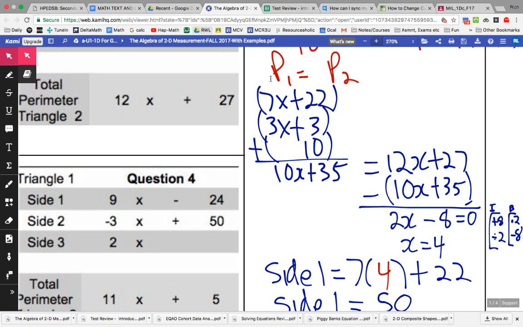Because the x's can't be added to the constants, since we don't know what x is yet, we add them separately. Those types of things are called like terms. So 7x plus 3x is 10x, 22 plus 3 is 25, plus 10 more is 35. So the perimeter of the first triangle is 10x plus 35. Here's the perimeter of the second triangle, 12x plus 27. We know those are equal.